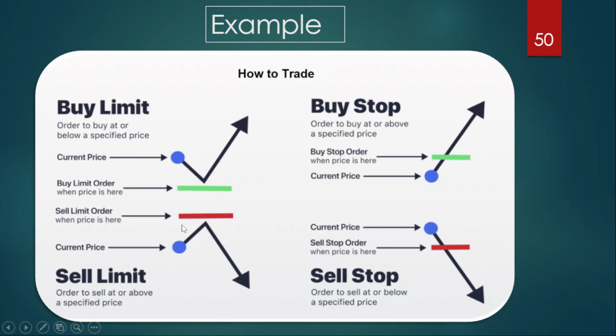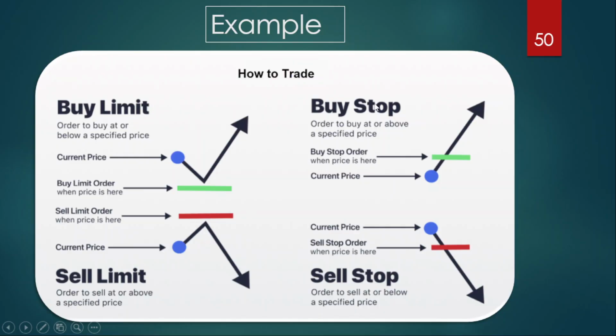A sell limit order, you anticipate that the market will go down when it reaches some point. The market is still going up. The market is trending up, but you anticipate that when it reaches a certain price point, it will go down. Then you place what we call a sell limit.